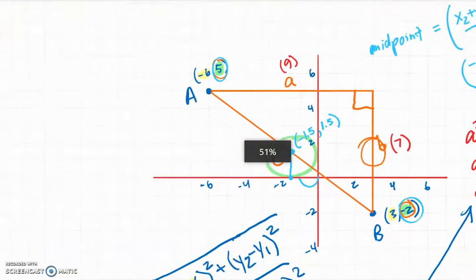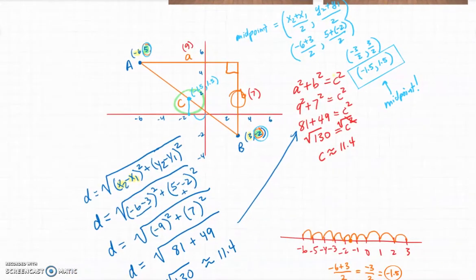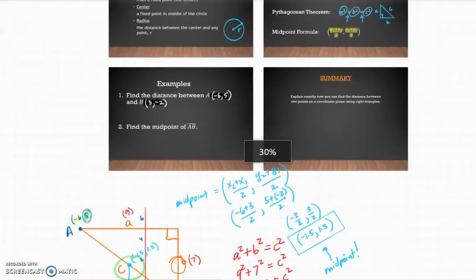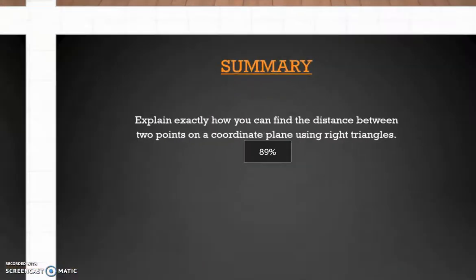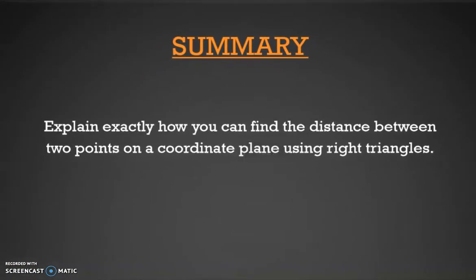That's your video regarding the distance formula, 2 different ways to find the distance between 2 points, and then also finding the midpoint. You have one more thing left to do on your notes, which is to write a summary. Please skip a line. And your summary is going to be, you need to explain exactly how you can find the distance between 2 points on a coordinate plane using right triangles. Explain that in words, please. That'll be the end of your summary and the end of your notes.